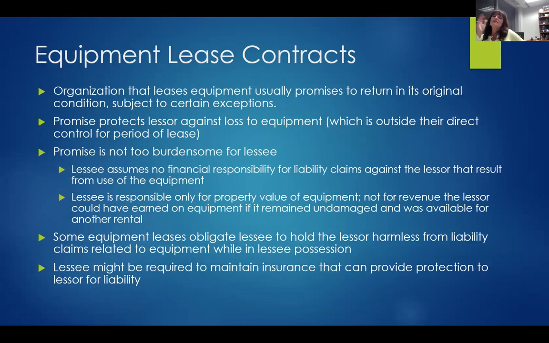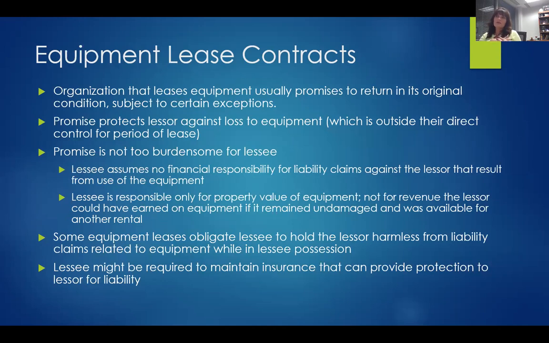Equipment leases. An organization can lease equipment, usually promising to return the equipment to its original operating condition, assuming that you keep it for 5 years. It's going to be 5 years older and it's worth less, but there are certain exceptions. The promise protects the lessor, the person leasing out the equipment, against loss of the equipment, which is outside their direct control during the period of lease. They can't control it, but if you damage the equipment, they can force you to pay for some of those damages. That's that risk financing transfer.